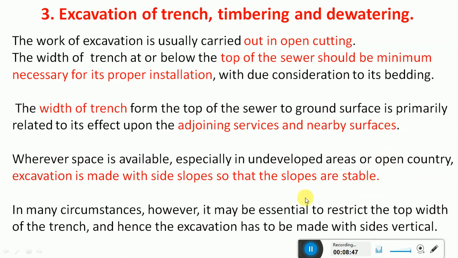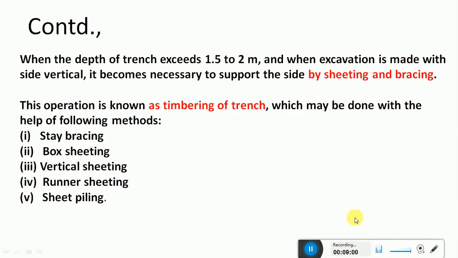In many circumstances it is essential to restrict the top width of the trench, and hence the excavation has to be made with vertical sides. This is done to avoid mudslides. If the depth of the trench exceeds 1.5 to 2 meters and the excavation is made with vertical sides, it becomes necessary to support the sides by sheeting and bracing.